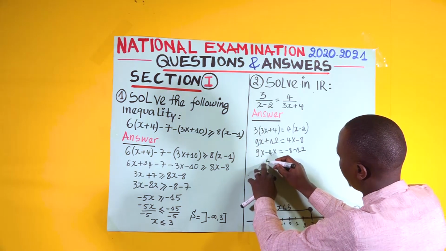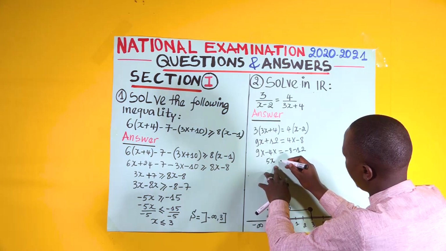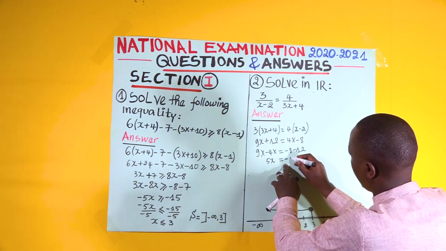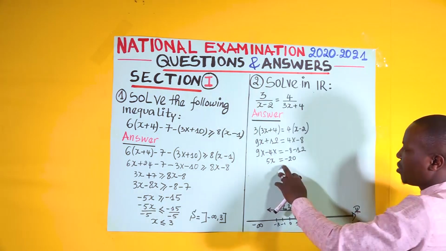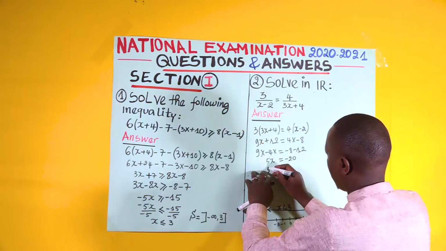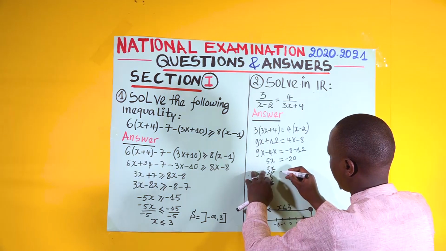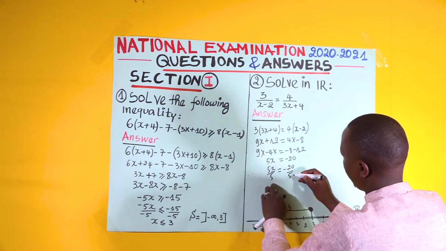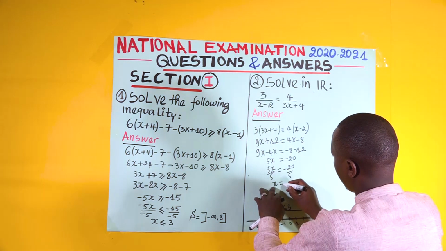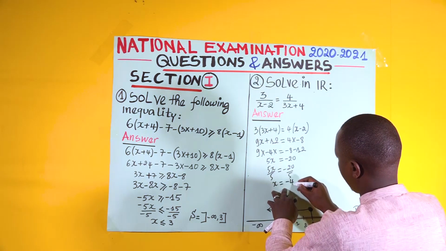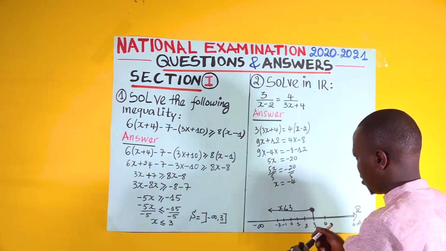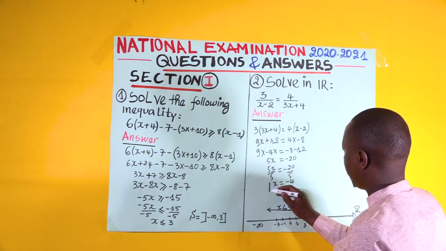So the answer here is 5x. Then 5x equals negative 20. Divide both sides by 5. 5x divided by 5 to get the value of x. This is negative 20 divided by 5. And x here is equal to negative 4, right? The value of x here equals negative 4.